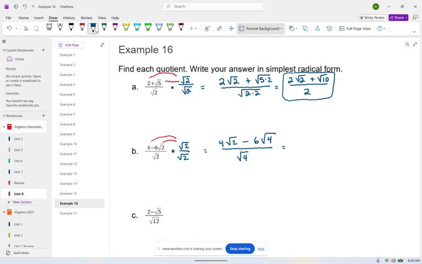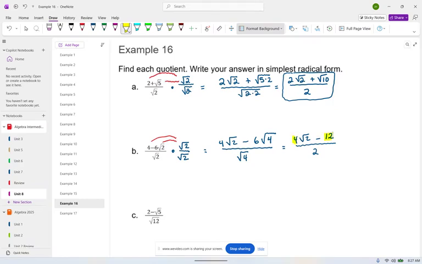Simplify this a little bit. We have 4 square root of 2 minus 6 times the square root of 4 is 2. The square root of 4 is 2, so 6 times 2, which is 12, all over square root of 4, which is 2. We're going to see if we can simplify this any further, and we look at the coefficients.